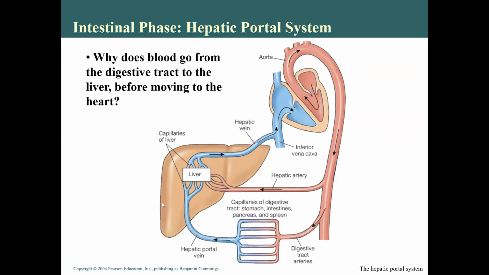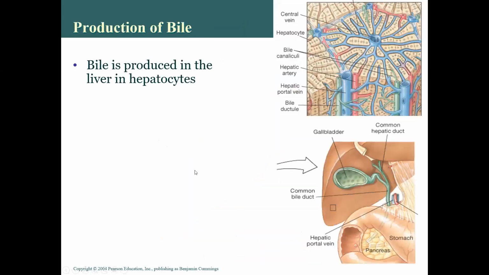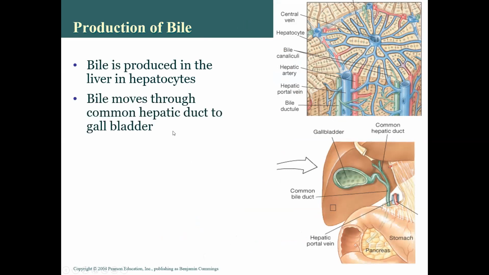All right, I'm back. So that's the reason why we have the hepatic portal vein, so the liver can both detoxify anything coming from the digestive tract as well as store carbohydrates before it reaches the blood. Okay, production of bile. Bile is produced by the liver and hepatocytes. Hepatocytes means liver cells. Interestingly, the liver does a lot of different jobs, but the cells all look fairly similar to each other.